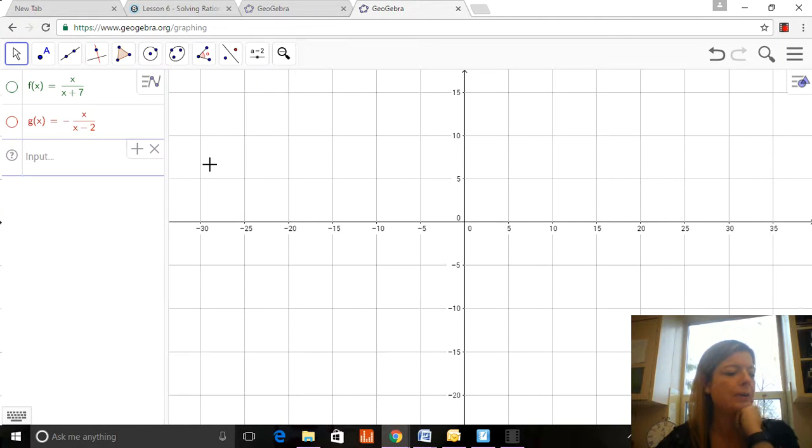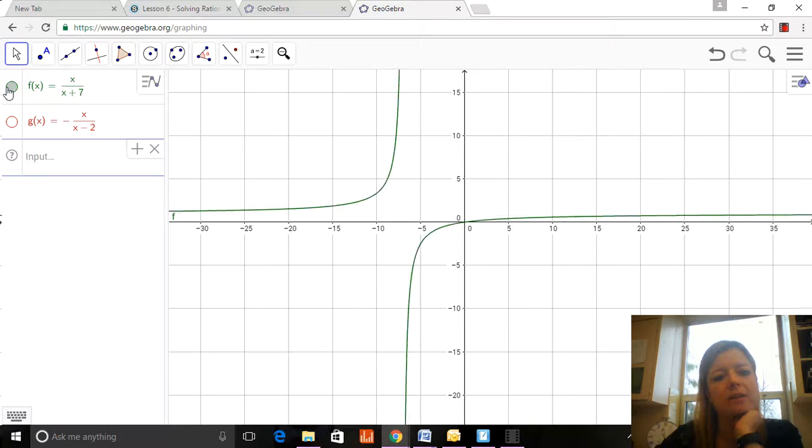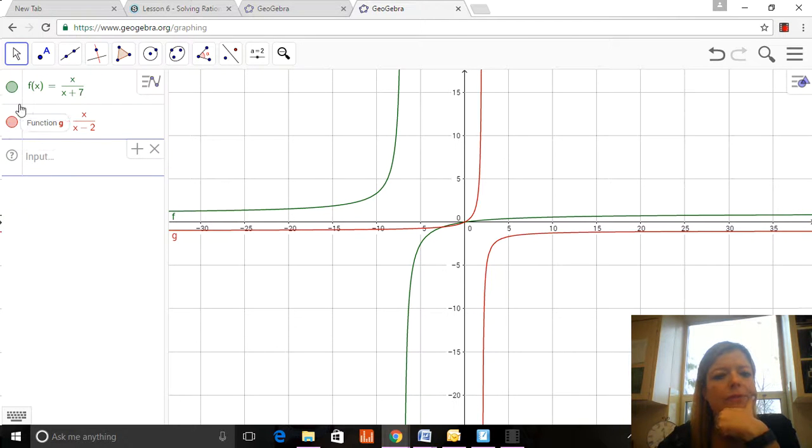So the question is asking, when is this green function, so there's the green function, less than this red one? Notice the green one has a vertical asymptote at negative 7, okay? And it has a horizontal asymptote at 1. The red one has a vertical asymptote at 2 and a horizontal asymptote at negative 1.